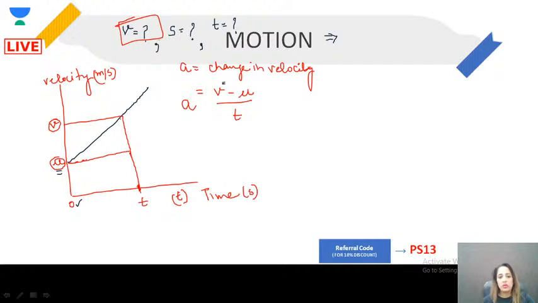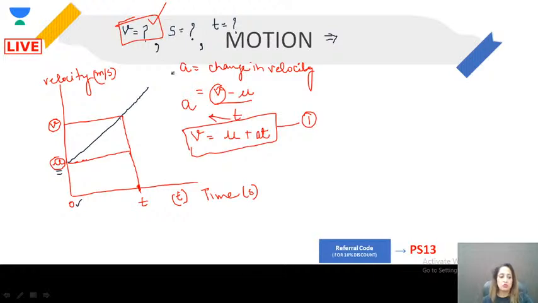And now what is v? If you do a little bit of algebra over here, we will find v is equal to u plus at, because this t will go on the other side. So when this happens, this is our equation number 1. We have calculated. v is equal to u plus at. And guys, here you have to take care of one more thing. If we talk about v is equal to u plus at, so what are we doing here is, let's see.